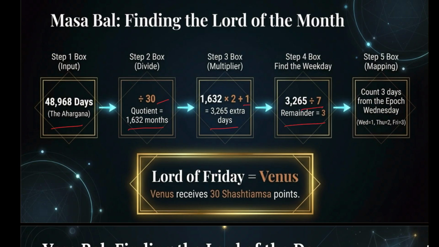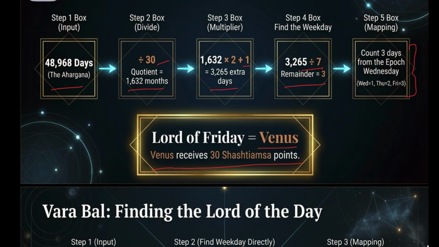Again the remainder is 3. So again we have to start the calculation from Wednesday to Friday. So for this case it is again coming as Friday and the lord of Friday is Venus. So Venus will receive 30 Sastyamsha point as Masadhipati Bal. It has received 15 Sastyamsha point as Varshadhipati Bal. For Masadhipati Bal, it will receive the 30 Sastyamsha point.